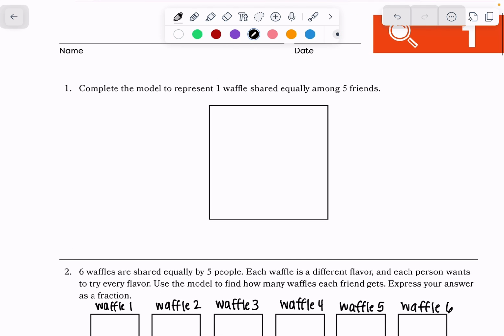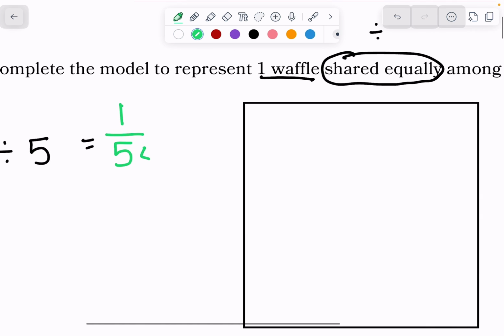So let's look at our model. We want to represent one waffle shared equally, which, whenever you see shared equally, that's just dividing, right? You're dividing that equally among 5 friends. We know our dividend can also be our numerator, and our divisor can be considered our denominator. So we know we're going to have to split this into 5 equal pieces. And this is the number of each piece that people are going to get. So that's the number that each person's going to get.